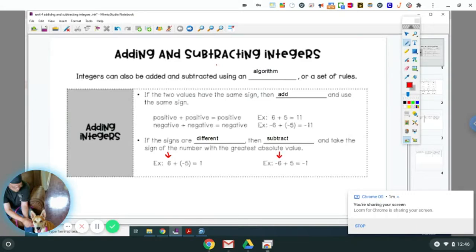6. Or if you want to do it the way I taught you yesterday, you can do it with the scoreboard. We have the negative team and the positive team, and there's 6 negatives over here and 5 positives. So who has more points? The negative team. By how many? 1 point. So it's negative 1.